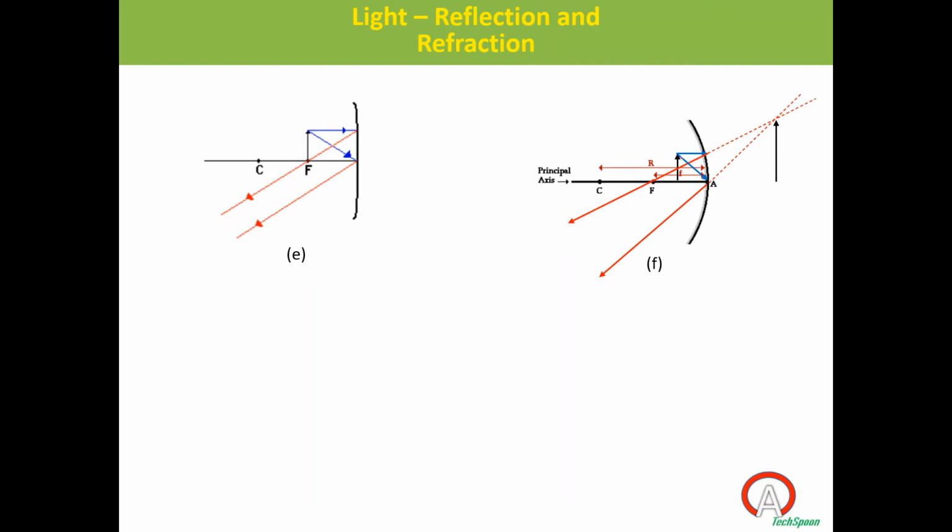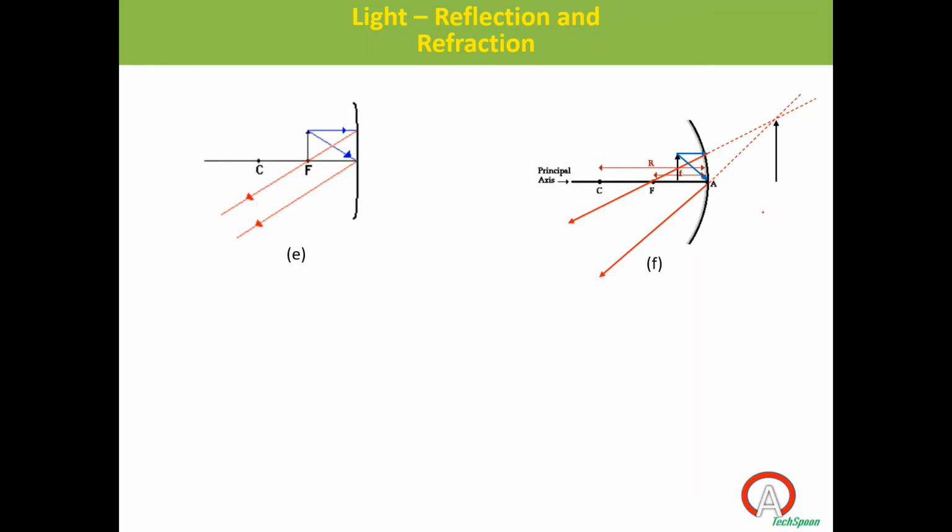Case 5, then case 6. See, here also you will get an enlarged image, right? So here what you are finding, the size of the image, right? First, what you found was the position of the image. In the different 6 cases, for the 6 cases you found the position of the image.